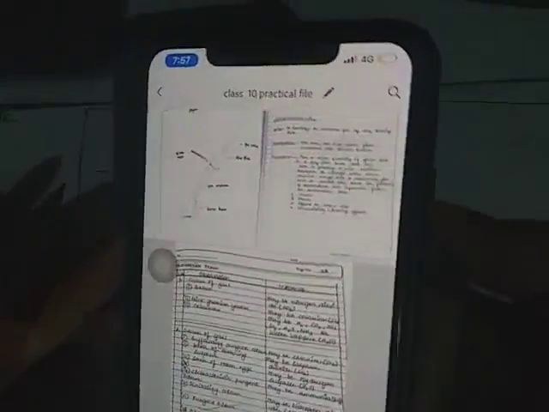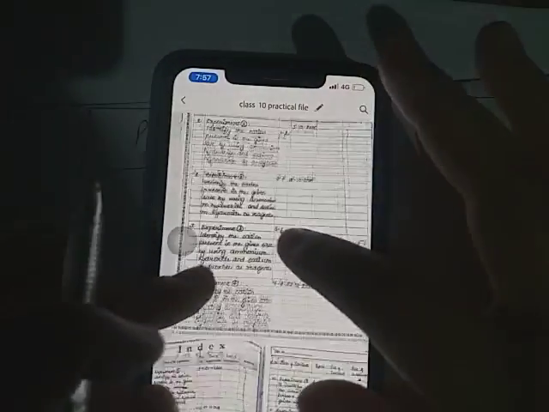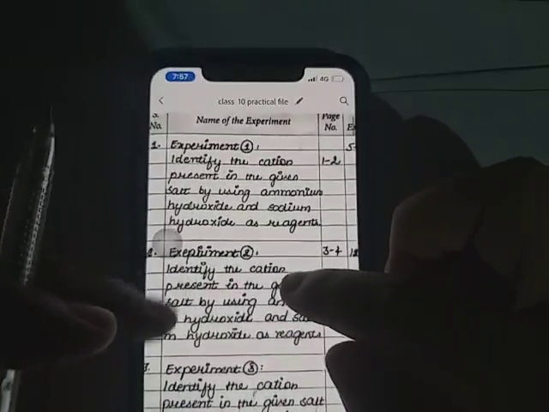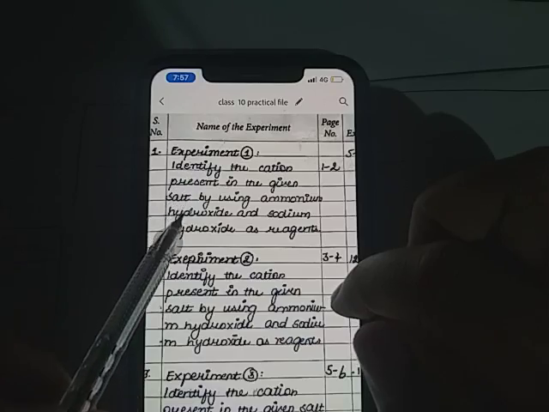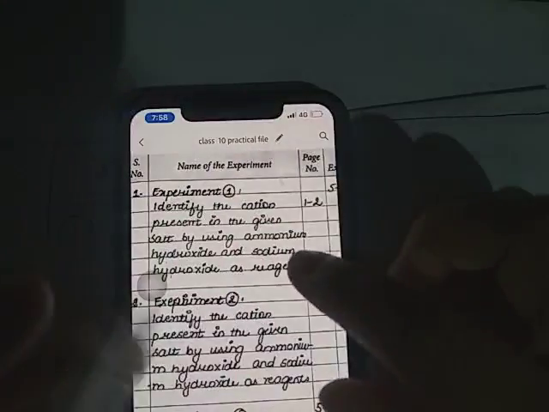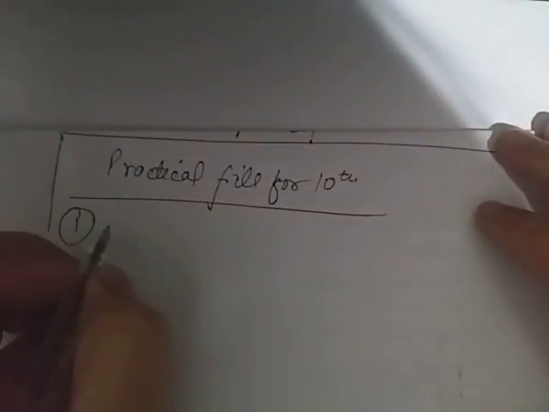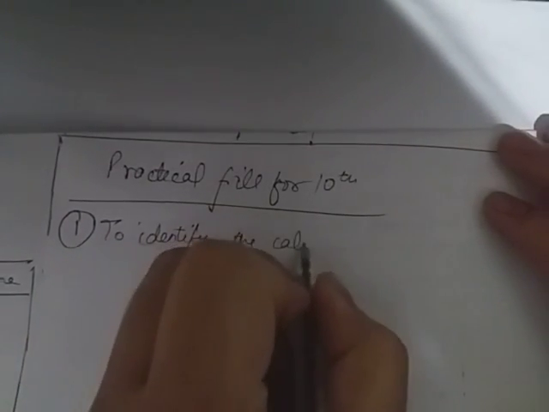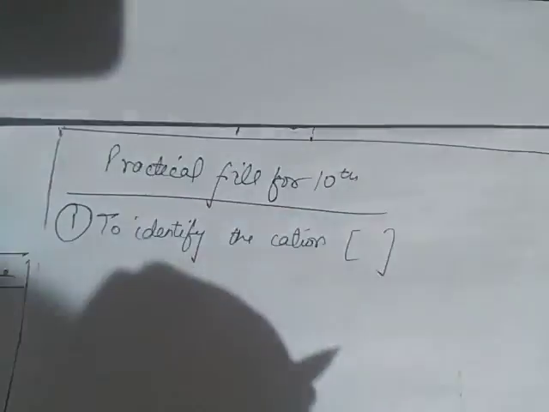Point number one: if I see the index of this PDF, you can see the index this girl has written for experiment one has become very lengthy. You don't need to write this way. How you are going to write your index: for instance, in the first experiment we are going to identify the cation, so I'll write to identify the cation, and in bracket I will write the name of the cation.